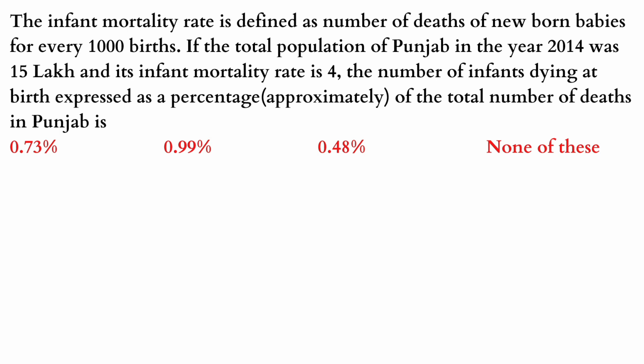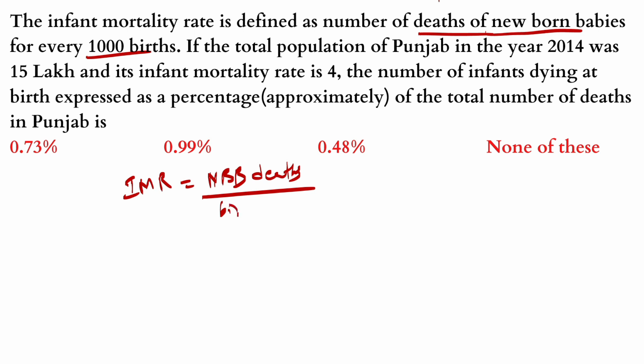The infant mortality rate is defined as number of deaths of newborn babies for every 1000 births. If the total population of Punjab in the year 2014 was 15 lakh and its infant mortality rate is 4, the number of infants dying at birth expressed as a percentage approximately of the total number of deaths in Punjab is. So here what is given, infant mortality rate is the newborn babies, right? So deaths of newborn babies per 1000 births.